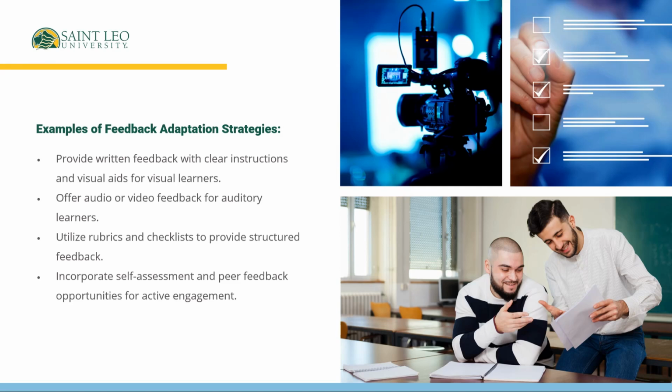We want to provide visual aids for our visual learners. We also, for auditory learners, want to provide audio, video, and make sure we have our transcripts and our closed captionings within that. And we want to utilize our rubrics. We want our rubrics to be very specific. We want to set our goals and align them with our assignments and have that out there for our students to be able to view. Checklists are also a great way to provide structure and feedback for our students. We also want to incorporate some self-assessments and that peer feedback opportunity. This adds to active engagement in the classroom.